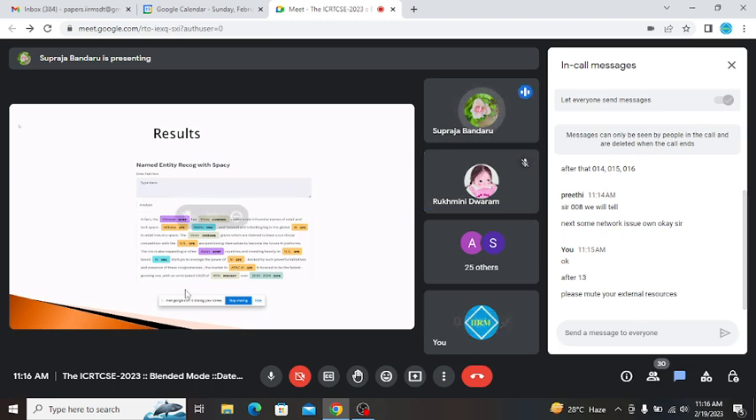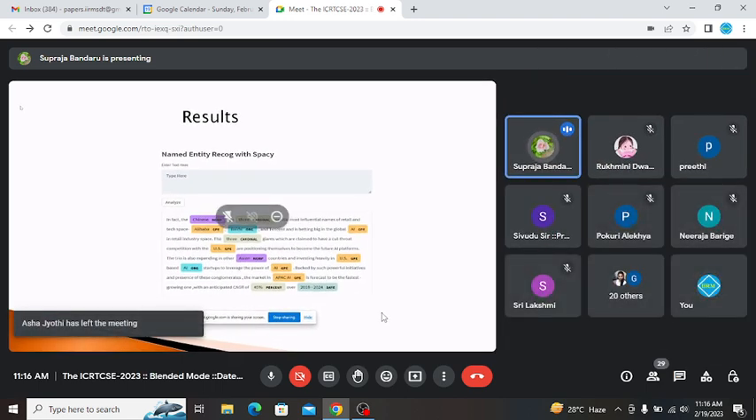Results. In this, first we have to enter the text that we want to find the important information in. The text will be entered, and we analyze it. Here, the text will be divided into sentences, each sentence will be tokenized into words, and each word will be identified using the entity categories.